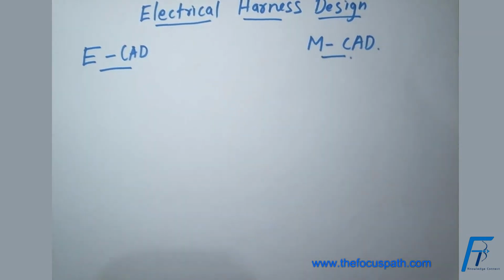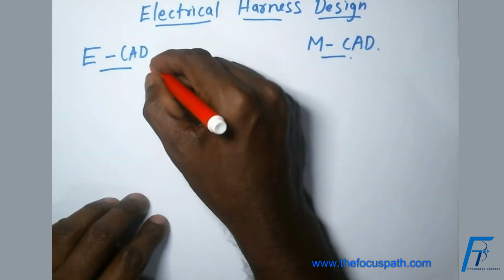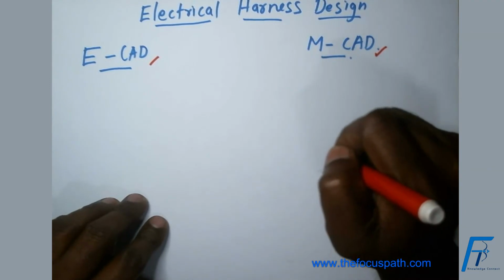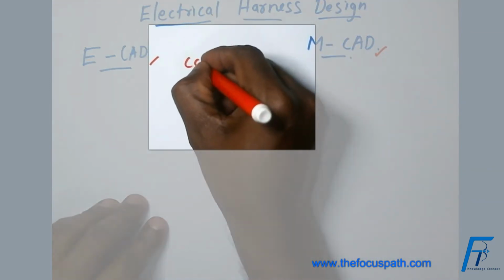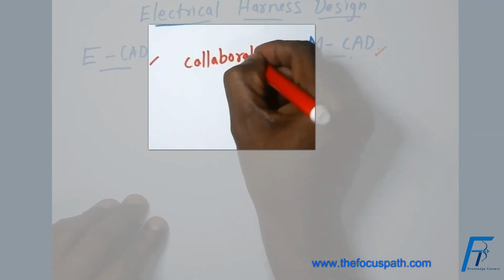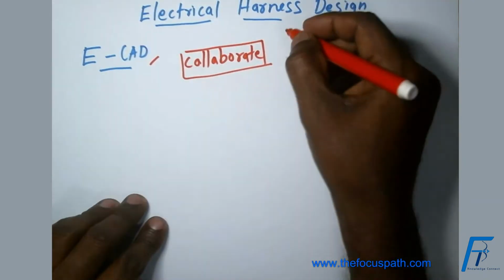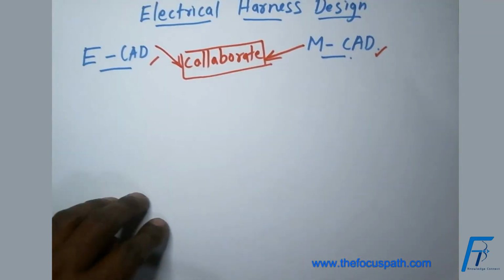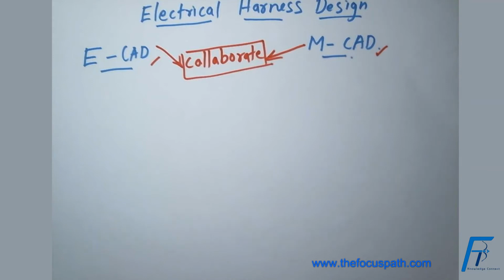The major challenge for most of the manufacturing of harness design is how the integration happens, because ECAD uses a different application and MCAD uses a different application. So here the question arises: how are we going to collaborate between MCAD and ECAD? This is a big question and a big concept which we need to understand first.